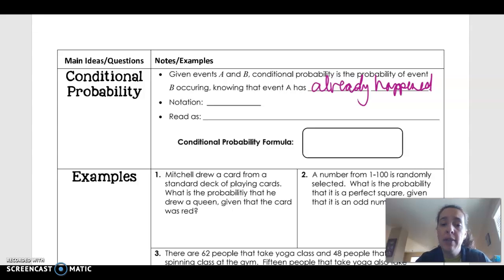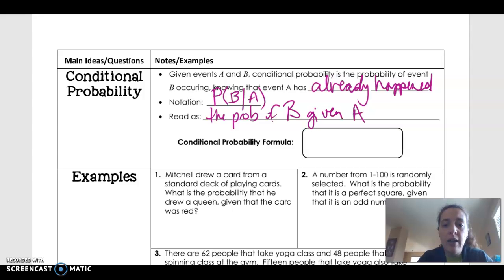There's a special way that we can write this. What this looks like is the probability of B, given that A has already happened. We read it as the probability of B given A. That's how we would read this notation: the probability of B given A.